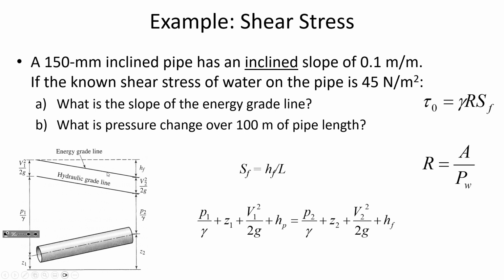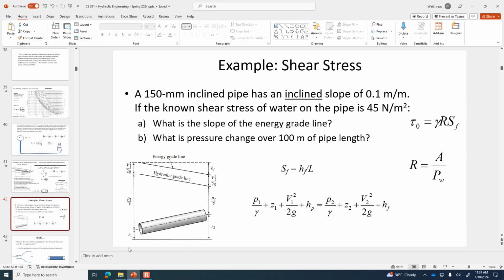We can find that by just rearranging the shear stress equation. S sub F is the shear stress divided by gamma times the hydraulic radius. So that's 45 newtons per meter squared divided by, anybody remember the unit weight of water in SI units for typical temperature? 62.4 is traditional units. What about SI? Newtons per meter cubed. 9810 newtons per meter cubed. You'll memorize so many conversion factors and unit weights coming up. Times 0.0375 meters. So the slope of the energy grade line is 0.12232 meters per meter. The water is flowing from left to right.